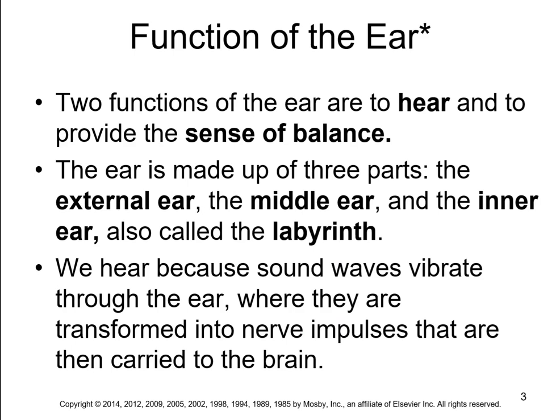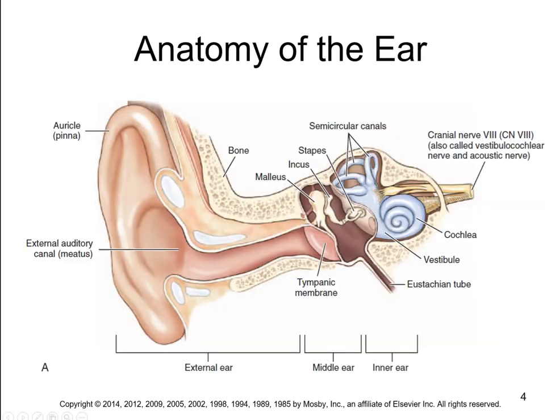So there are two functions of the ear, which are to hear and to give you a sense of balance. There are three parts to the ear: the external, the middle, and the inner ears. The inner ear is also called the labyrinth, and we'll see why that's called that way in just a little bit. We hear sound waves because of the fact that the ear vibrates. The waves cause the eardrum to vibrate. And that's where the vibrations are transformed into nerve impulses that are then carried to the brain and let us know what we're hearing.